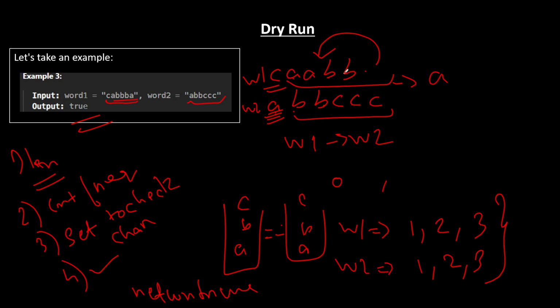We get A here and B here. Now we can see that there are two A's and two B's. We can swap it, right? We can convert these A's to B's. So we converted them to B's.